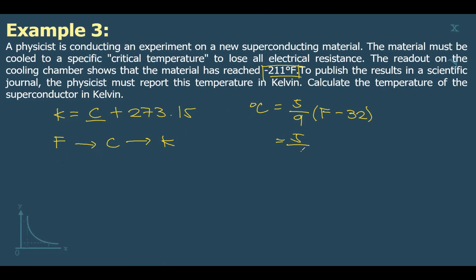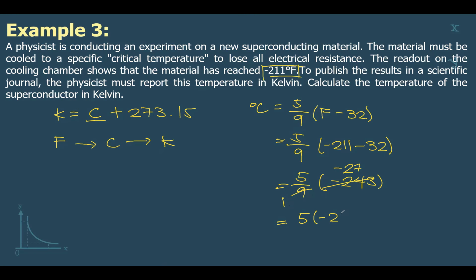Okay, so 5 over 9, yung Fahrenheit po natin, that is negative 211 minus 32. 211 minus 32, this is equal to negative 243. Negative 243 multiplied by 5 over 9. Okay, so since 9 and 243 are both divisible by 9, pwede natin silang i-cancel. So 9 divided by 9, this is 1. Negative 243 divided by 9, this is equal to negative 27. So this will be equal 5 over 1. This is 5 times negative 27. This is equal to negative 135 degrees Celsius.